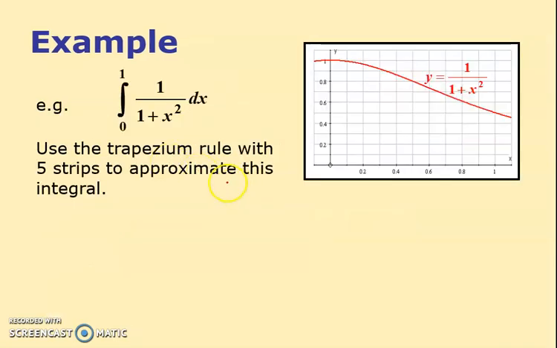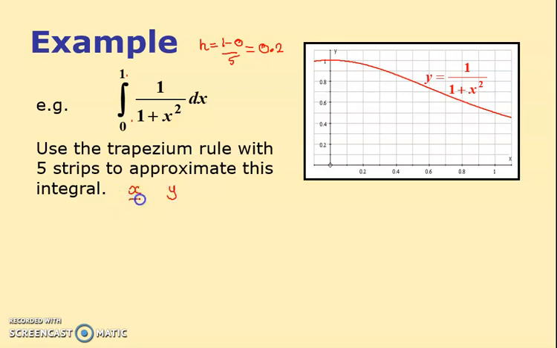So here's an example question. It says, use 5 strips between 0 and 1. So between 0 and 1, first of all, we work out h. We do 1 minus 0, divide by 5, and it doesn't take long to work out 0.2. You could have done that yourself. 0.2 for each strip. Now we need our x values and our y values.